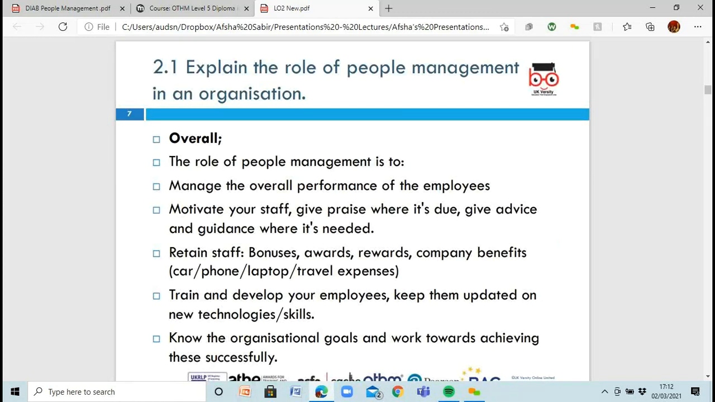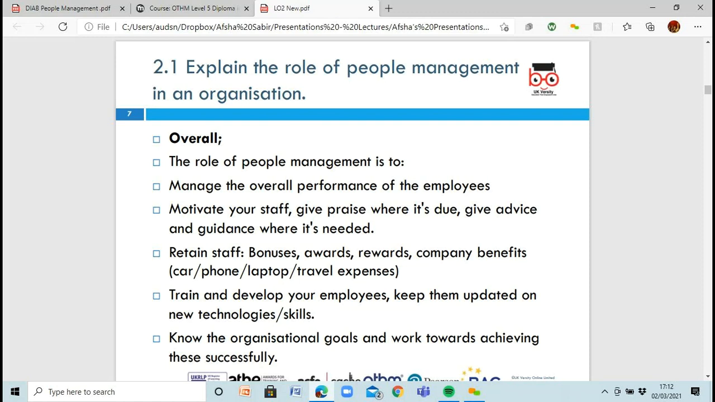So overall, the role of people management is to manage the overall performance of the employees, is to motivate your staff, is to give praise. So do praise someone. If they're doing fantastic, give them praise. So when I'm doing assessments of the students' assignments, I'm not just going to highlight this is a section you've not done right, I will say you were fantastic in this. I love the use of your examples in here. I really like the fact that you put images within your assignment or you backed it up with supporting information. So it's always nice to give somebody praise where it's due, but also give them guidance where it's needed as well.